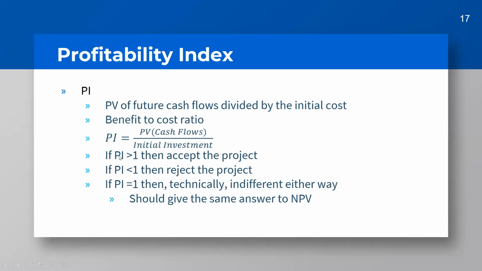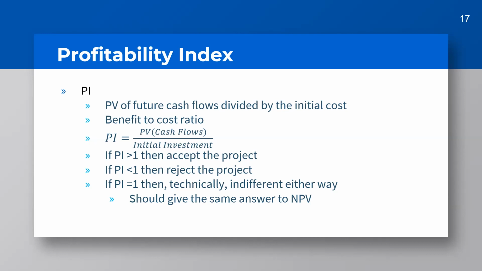If the profitability index is greater than 1, the project should be accepted because the present value of the cash flows is higher than the initial investment. If the profitability index is less than 1, it should be rejected. Again, similar motivation: the present value of the cash flows is less than the initial investment. And again, we have this technicality where if the profitability index is equal to 1, then we're indifferent.